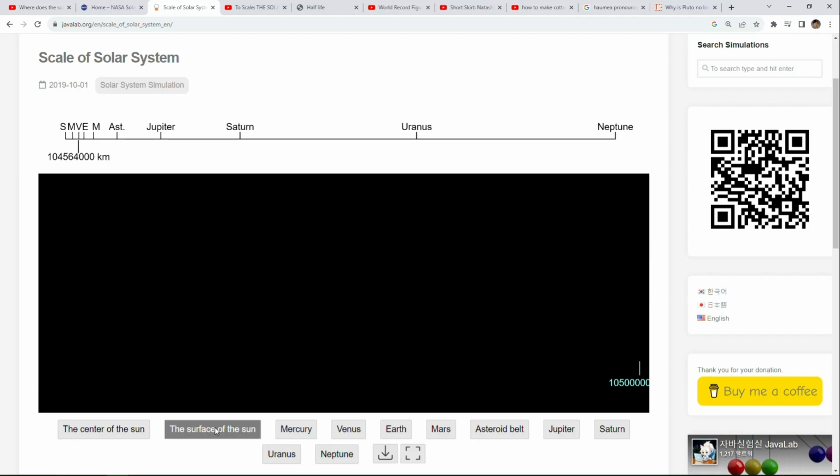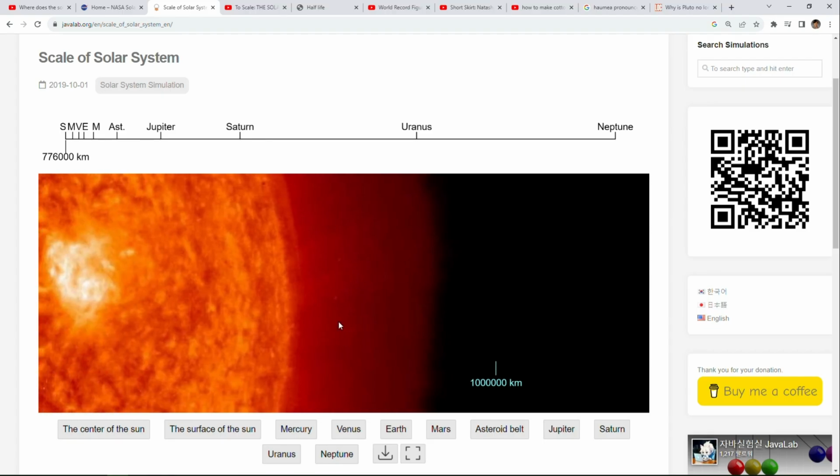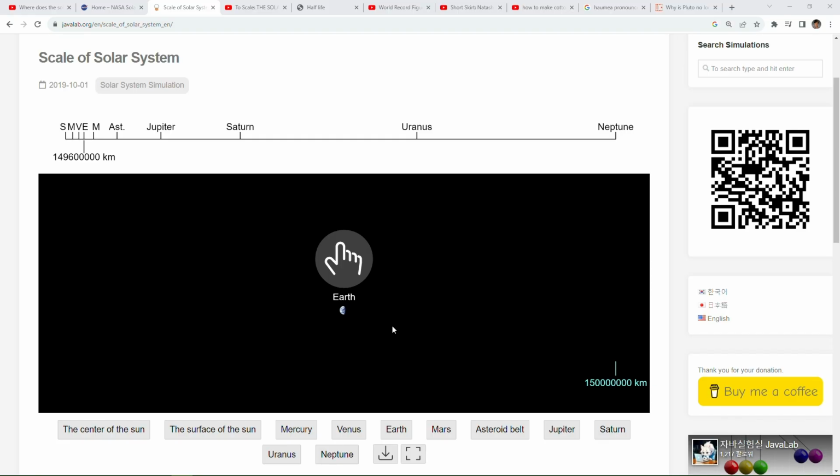You can see we'll definitely pass Mercury first. Now we're finally able to reach the surface of the sun. Now let's reset to the Earth. So this time, we're going to travel in the other direction.